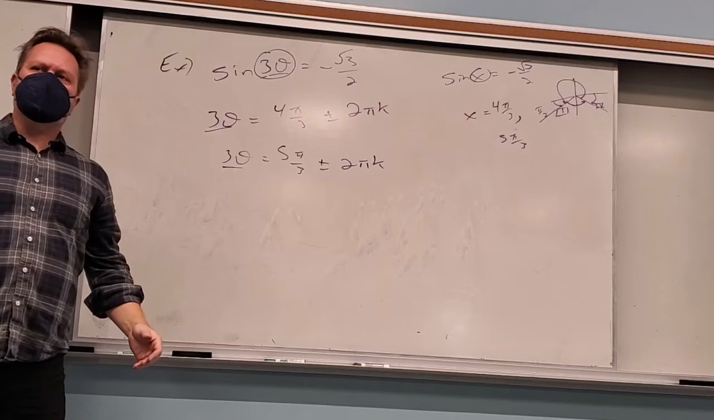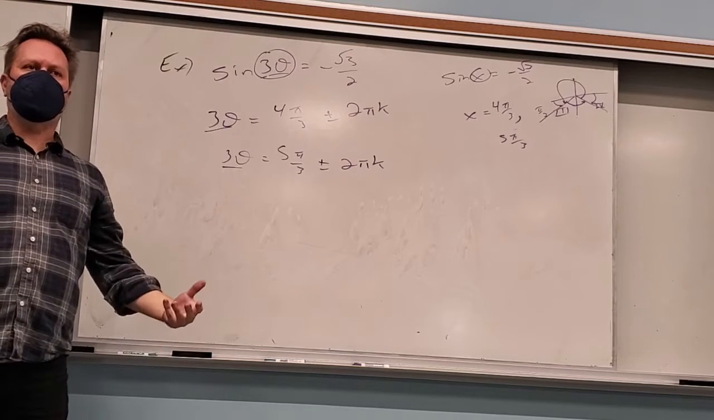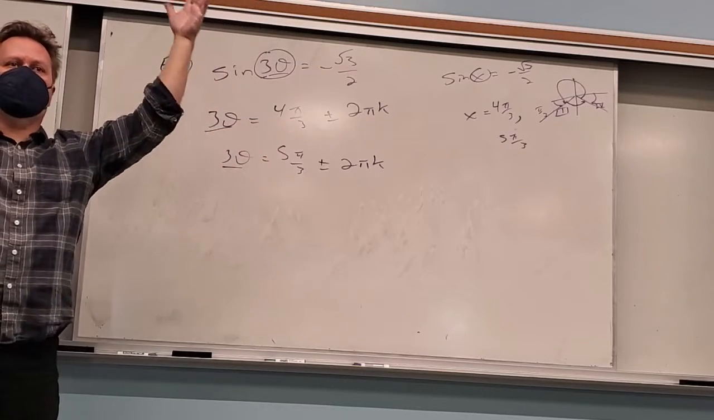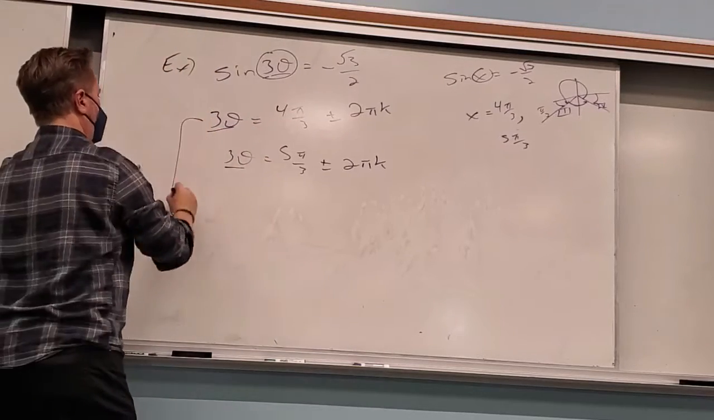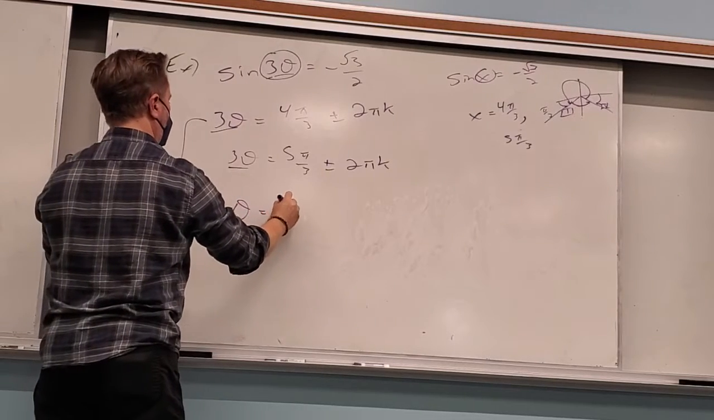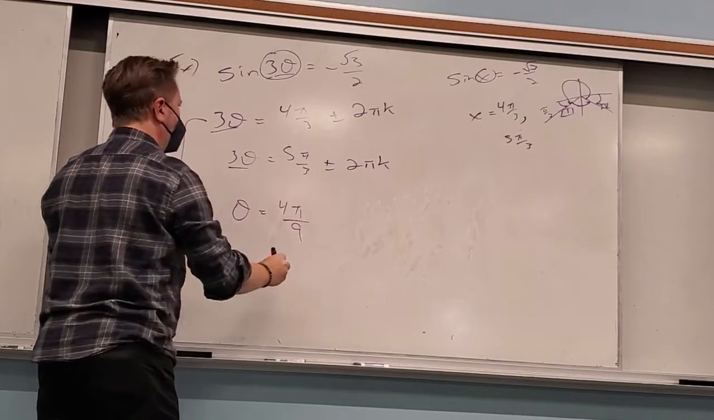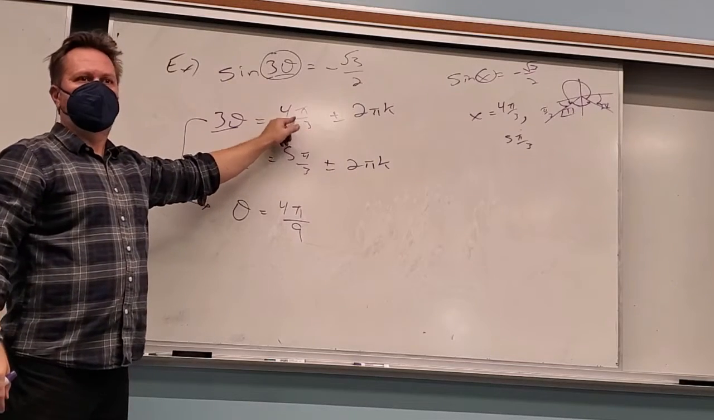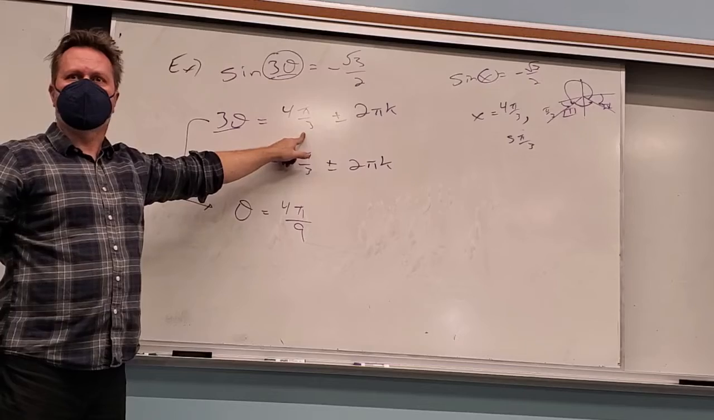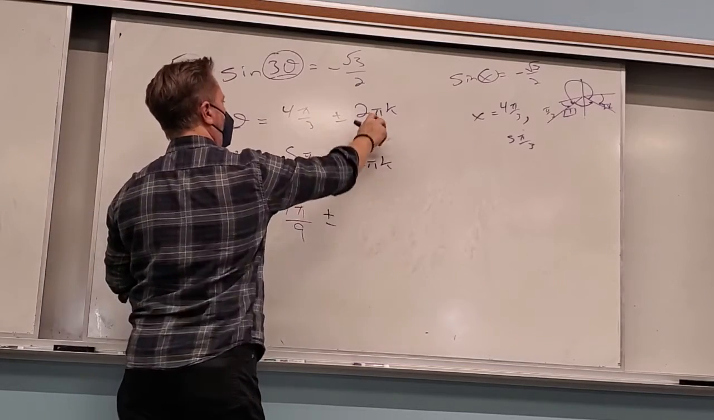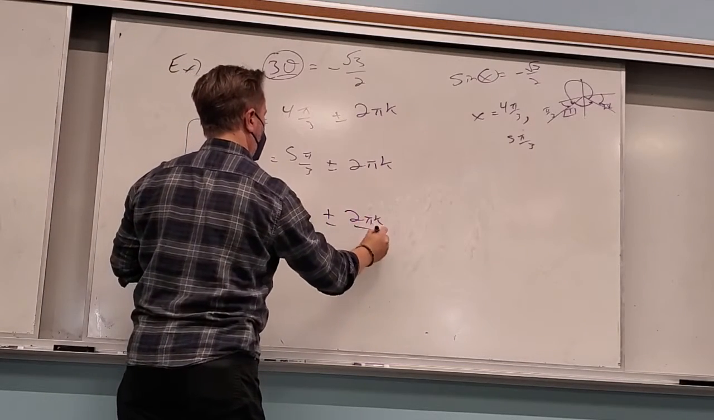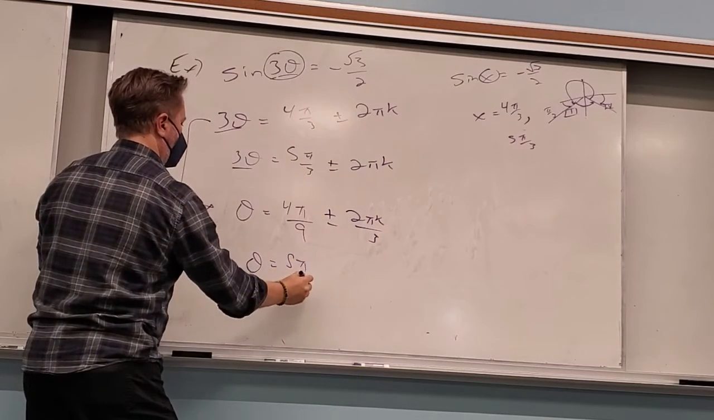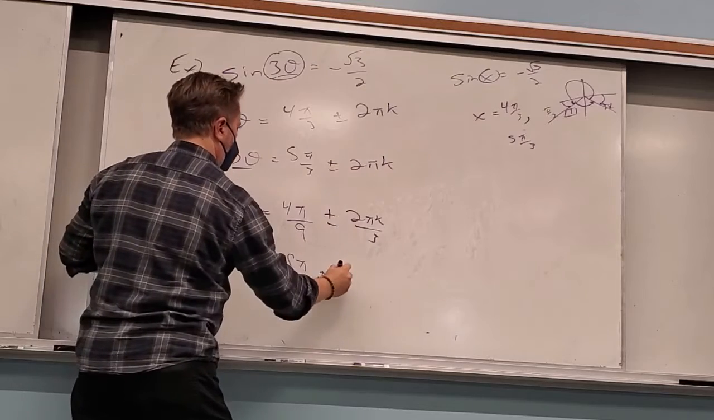Now, what do you think you do? I haven't solved for the variable yet, have I? I know what 3 times the variable is. So how do I figure out what the variable is? Divide by 3. So this will be 4 pi over 9. You guys see that? If I divide by 3, aren't I dividing this by 9 now? Right. Plus or minus 2 pi k over 3. And then the same thing here, divide by 3. 5 pi over 9, plus or minus 2 pi k over 3.